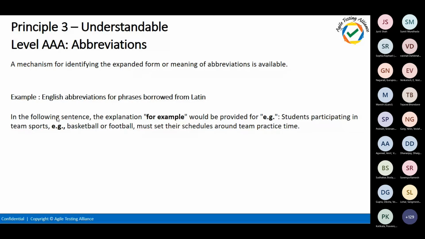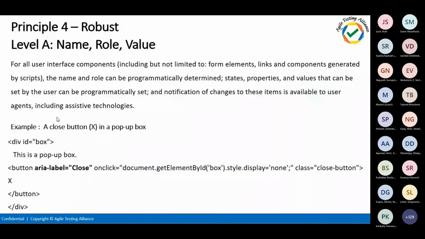And the next one is almost the robust one, where we need to mention the name, role, and the value, like what that particular box is for. As I told you, if you have a pop-up and that has a close button, people would have coded it with an X mark. So the X will be in a bigger font, and they click on it and it gets closed.